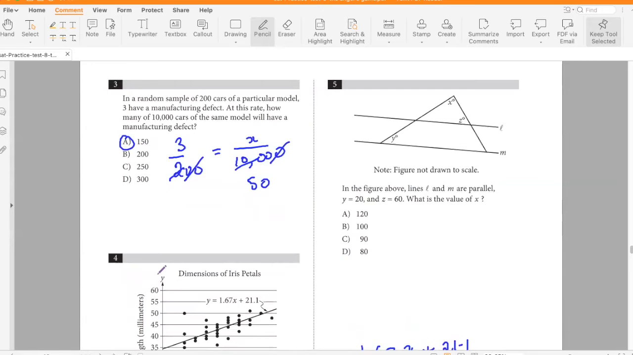In the figure above, lines L and M are parallel. Y is 20 and Z is 60. What is the value of X? So Y is 20, and because these lines are parallel, this angle will also be 20, and Z is 60, right? And the sum of these angles in a triangle is 180, so X is 100.